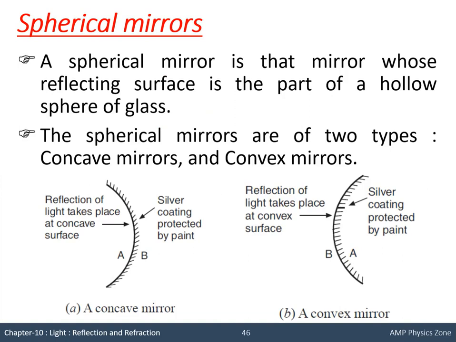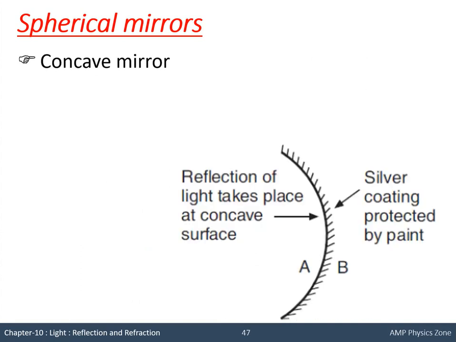Now the definition of a spherical mirror: a spherical mirror is a mirror whose reflecting surface is part of a hollow sphere of glass. Spherical mirrors are of two types, concave and convex. Both you can see, these are the side views. Now first we will talk about the concave mirror. So we can see, it is part of a hollow sphere.